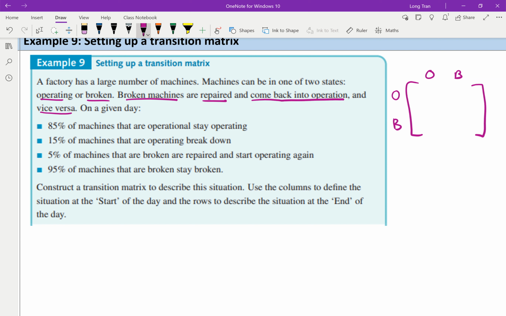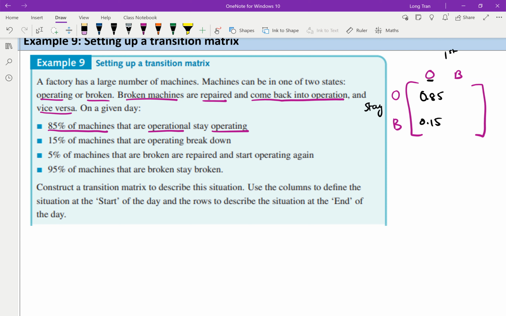On a given day, 85% of machines that are operational stay operational. So it seems like, were they operational to begin with? Okay, so if they're operational, then they stay. So they stay operational is 0.85. And obviously then that tells me the leftover has to be 0.15 because it has to add up to 1. True? So if it was operational to start off with, but then it is broken later, well then there's a 15% chance there. But you can also read it here, 15% of machines that are operating break down.